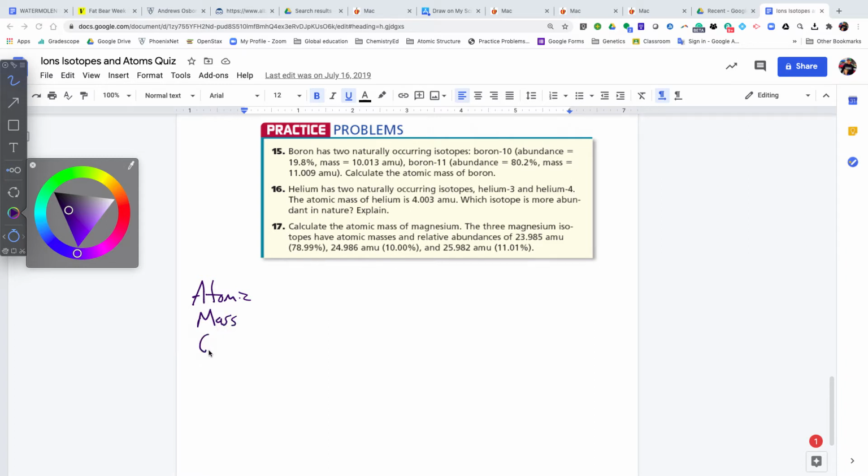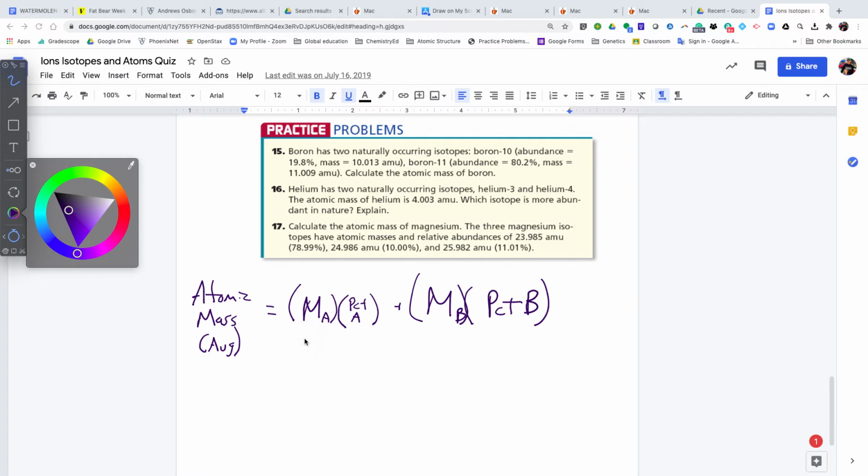So the atomic mass, and again this is average, is the mass of A times the percent abundance of A, expressed as a decimal, plus the mass of B times the percent of B. We do need to convert these percentages to decimals, so we're just going to move the decimal point 2 places that way.